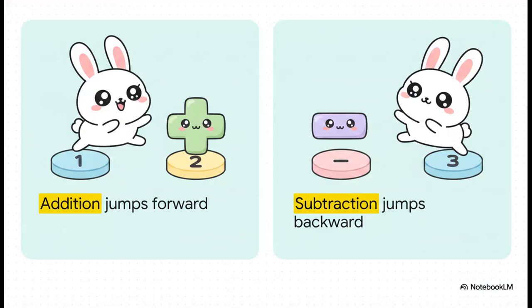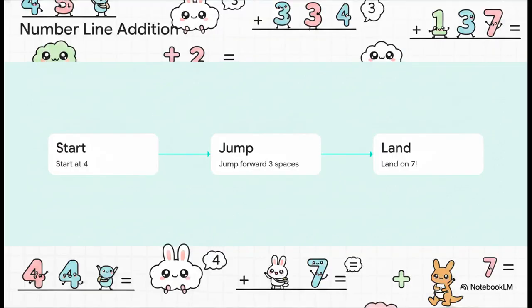Now, the really crucial part is how we move on this line. The rule is super simple. When we are doing addition, we jump forward to bigger numbers. But when we are doing subtraction, we have to jump backward to smaller numbers. It's literally just like playing a giant hopping game. Let's try it out together. Honestly, you can even stand up for this if you want to.